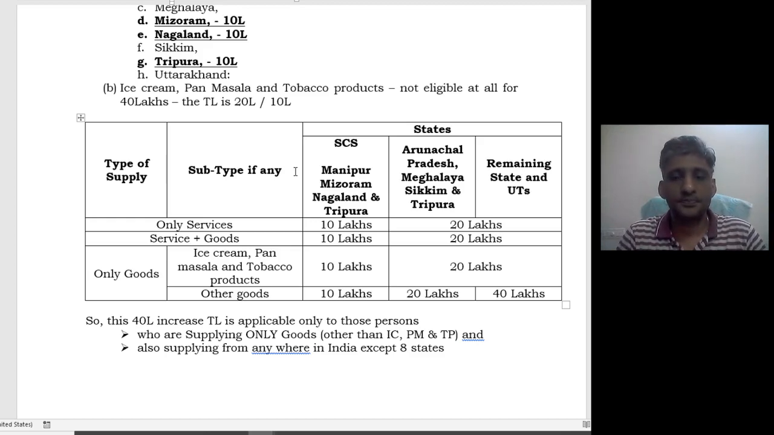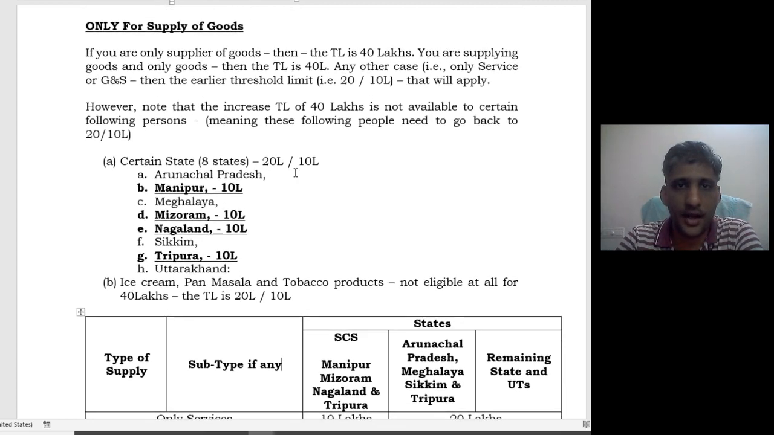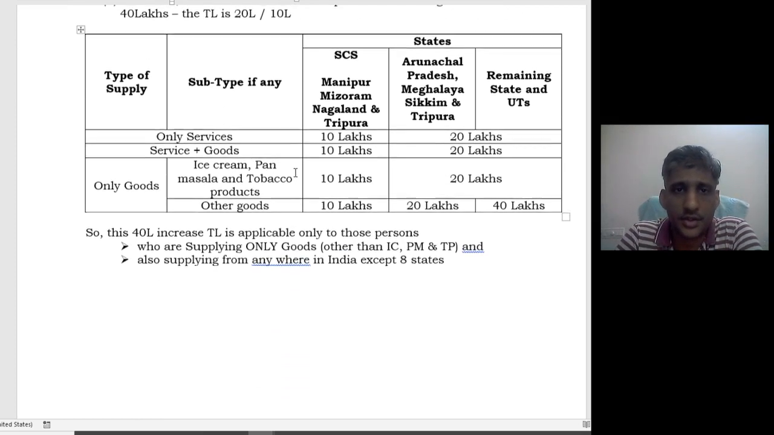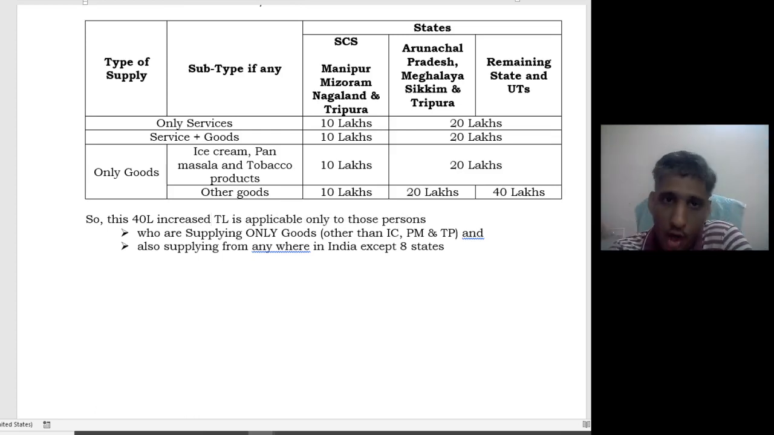Okay, good. Again, this is only for supply of goods. I'm putting it here. You can pause the video and update it. Done. Then here also you can pause the video and update it. Okay, so this table shows the 40 lakh increased threshold limit. So now depending on the question, you have to select.